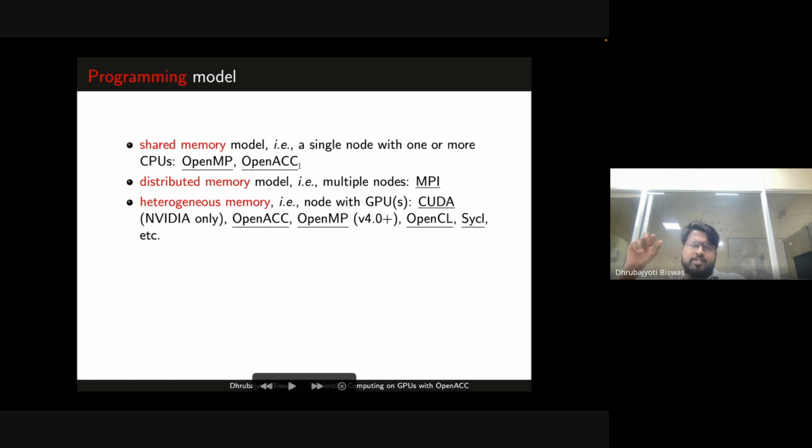And there are other options like OpenCL and SYCL. SYCL is probably made by Intel. I think there was another NSM course which was going on a few days ago on SYCL. It is probably pronounced SYCL. So these are the many ways in which you can program heterogeneous memory devices like nodes with GPUs. If you remember, in the last class we discussed something called an FPGA. So if you have to program an FPGA, OpenCL is an option.